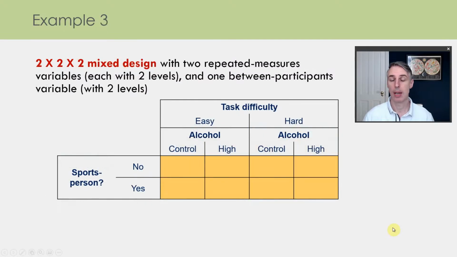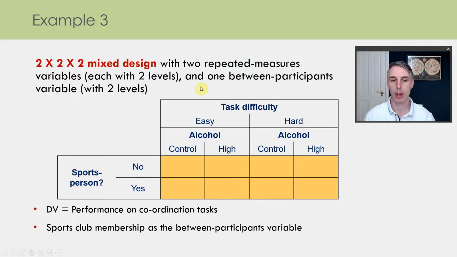Now back to a final example, which is a little bit more complex again, because it has not just one repeated measures variable, but 2 repeated measures variables. And in fact, it's a mixed design. So it has on top of that a between participants variable too. So it's a 2 by 2 by 2 mixed design. So it's got 2 repeated measures variables, each of which have 2 levels, and 1 between participants variable.